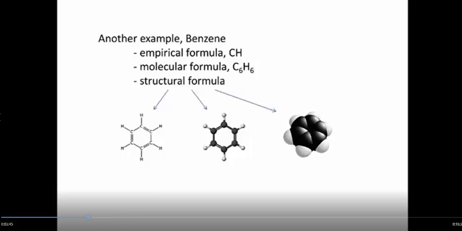Even more useful is to give the structural formula, for which I show 3 different representations. The representation to the left draws out the carbons as carbons and the hydrogens as hydrogens and shows the bonds that link them together. Notice the single bonds and the double bonds linking the carbons together. Or we can show a ball and stick representation shown in the middle, or a space-filling model, which happens to be rotating in this case.